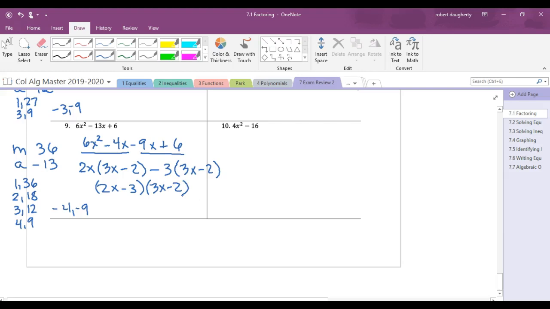Number 10, this is the difference of two squares. So this is 2x minus 4 times 2x plus 4, okay? And that's it.